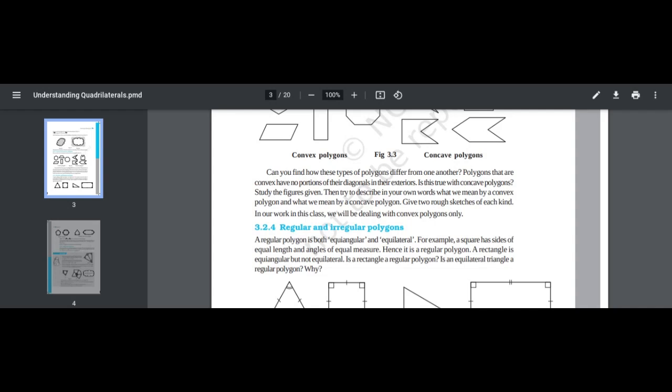Regular and irregular polygons. Firstly, Sukana, can you tell me what is a polygon? Yes, ma'am. A polygon is a two-dimensional figure. Figures that are plain, flat surface, that are in straight lines, in a closed shape with closed curves. Okay, so what shapes and what things make a regular polygon, and what shapes and what things make an irregular polygon?